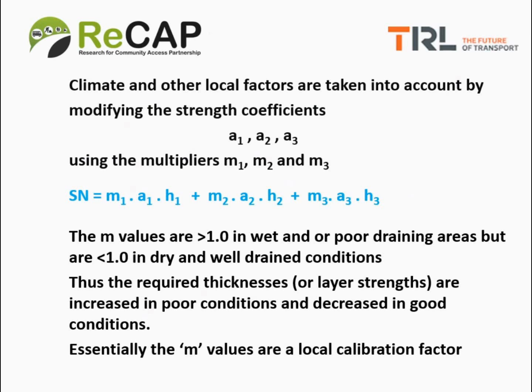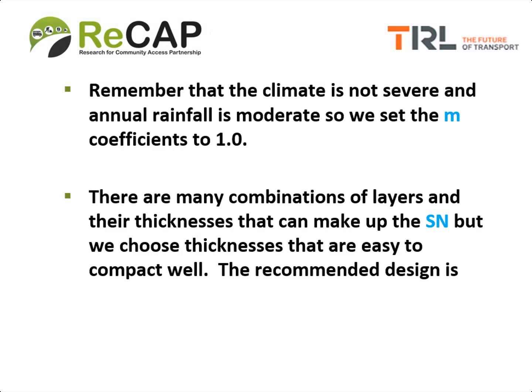An important way in the original AASHTO design method, they had something called a regional factor that simply multiplied everything, but that was not considered precise enough. So these multipliers, these local factors, are now the way it's done. Remember that the climate is not severe. We mentioned it very early on. The annual rainfall is moderate, so we set the M coefficients to 1.0, which in this example makes it fairly easy.